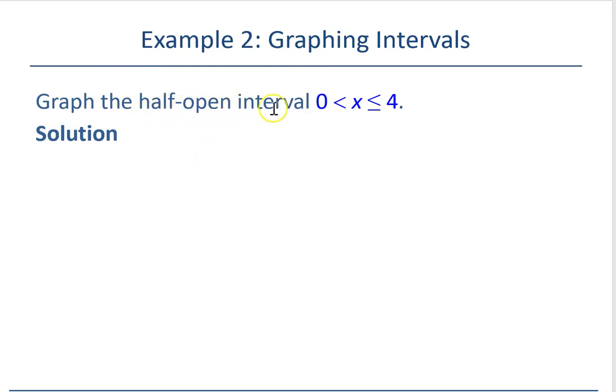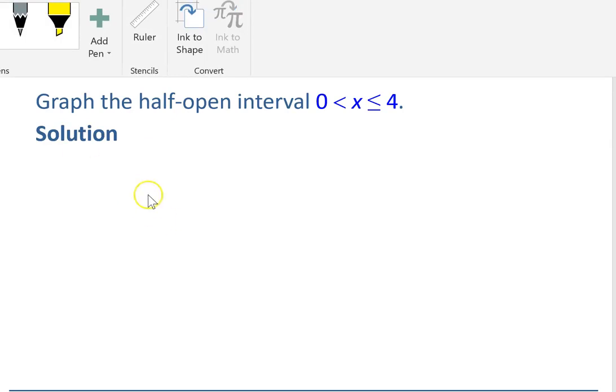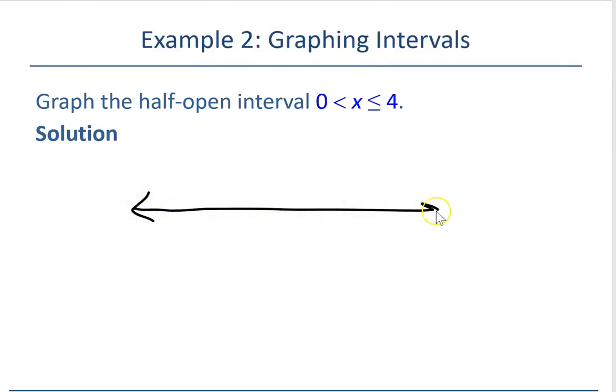Okay, graph the half open interval. Now this is one of those you want to read from the middle. Notice it's saying x is greater than 0, but x is less than or equal to 4. Reading from the middle and being intentional, let's graph our number line here. We'll show this is 0, 1, 2, 3, 4. X is greater than, notice it does not have an equal sign there. So greater than, well, that's going to be just our parenthesis. So that would be our open parenthesis right there.